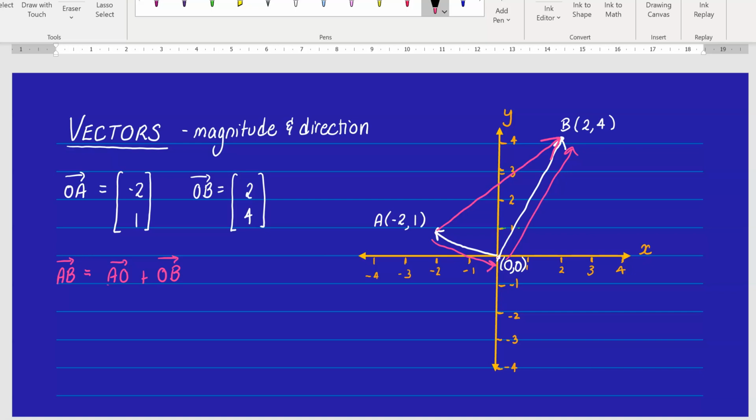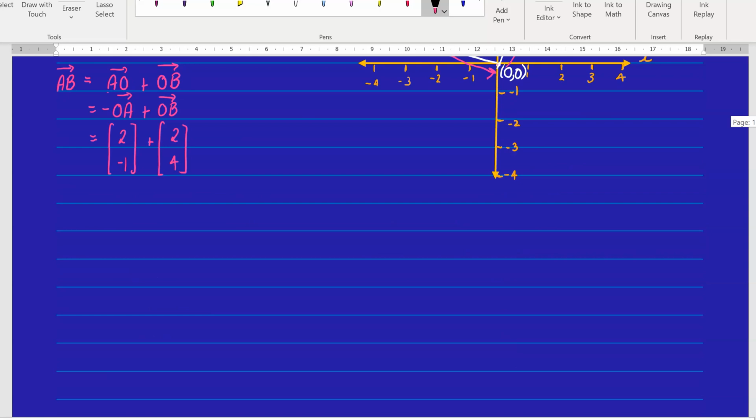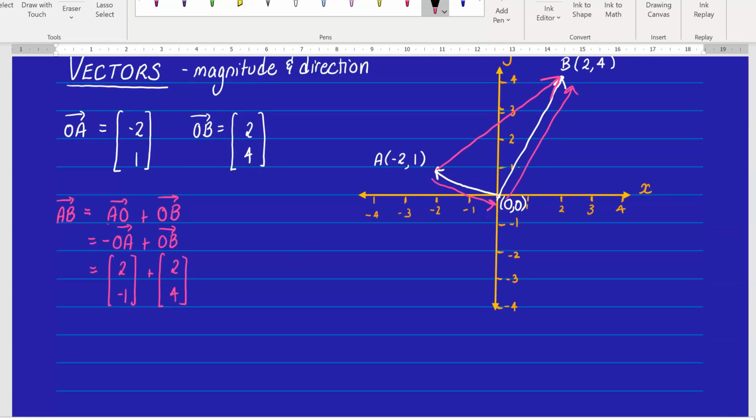Now, of course, AO is the reverse of OA, which means it's minus OA. Some of you are probably saying, do I have to write all of this? If it asks you to write it using vector notation, then yes, you do. You have to put all of these steps in, even though it's really obvious. So minus that will be +2 minus 1, and OB will be 2, 4. And so that gives me 2 plus 2 is 4, minus 1 plus 4 is 3.